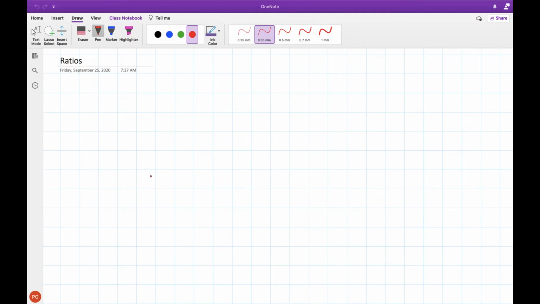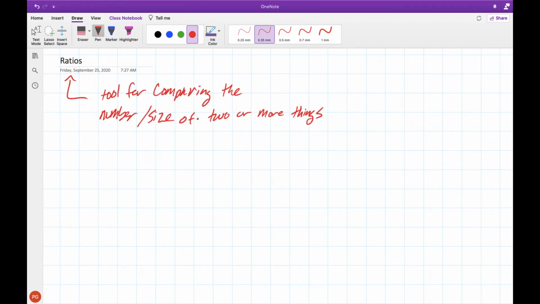Today we're going to be talking about ratios. Now, a ratio is a mathematical tool where we compare the size or the number of two and possibly more things. Now that sounds like a kind of a wordy thing. Let's take a look at an example.